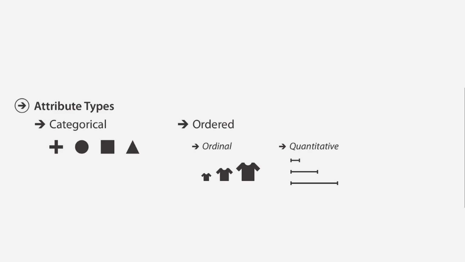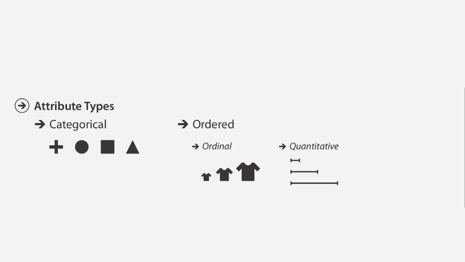So categorical attributes, or columns, are attributes where the values are distinctly different from one another, but there's no natural ordering between them. For example, countries could be considered a categorical attribute. And then there's ordered attributes, namely ordinal and quantitative. Ordinal means the values of that attribute are distinctly different from one another, but they have a natural ordering between them. For example, t-shirt sizes: small, medium, and large. You can say definitely that medium is larger than small, and large is larger than medium.